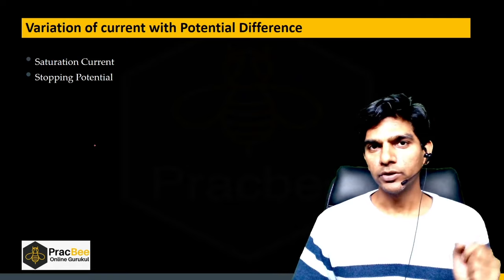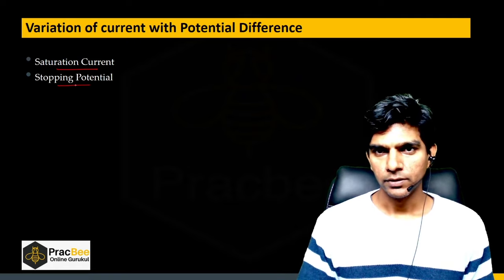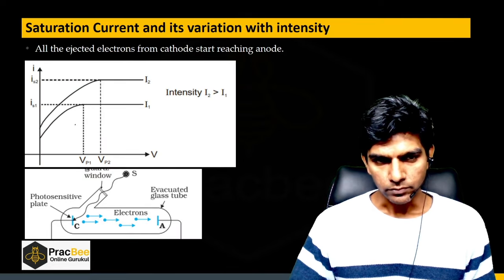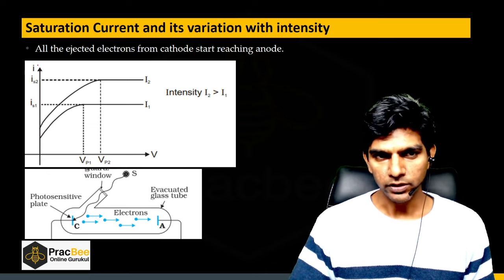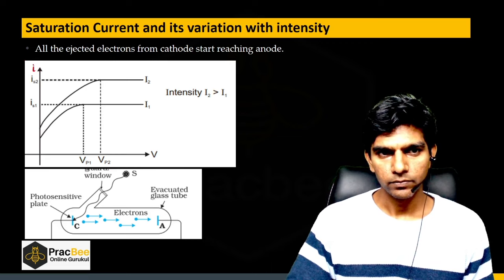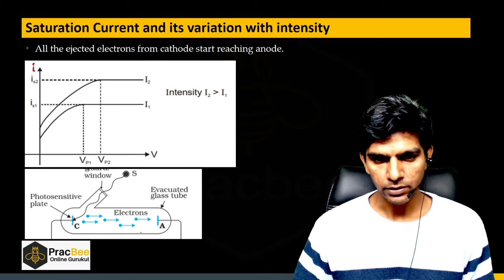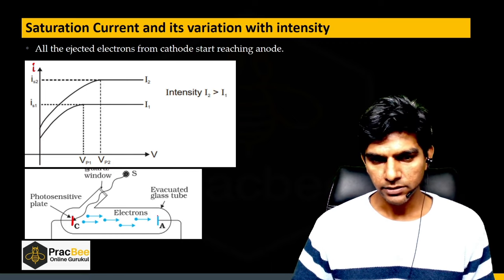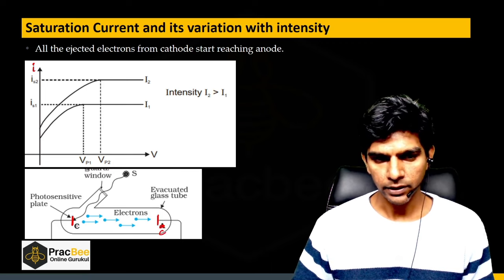Now let us see very important terms, the saturation current and the stopping potential. Let us understand that. Suppose we are plotting a graph of the photocurrent. On the y-axis we have the photocurrent, this I is the photocurrent, and on the x-axis we have the potential. Now what is the potential? For example, this is our emitter plate and this is the collector plate. Let me call it C and this E.